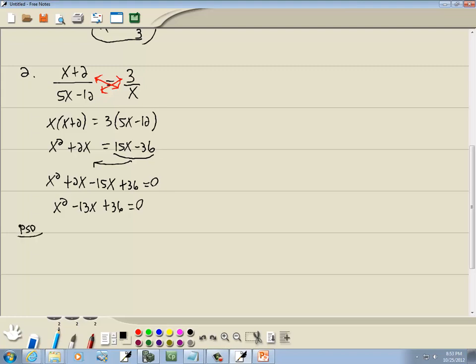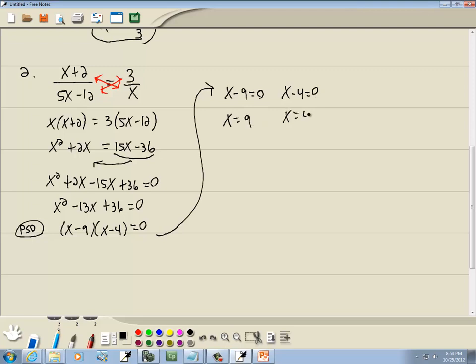And this factors using the PSD method. It factors as x minus 9 times x minus 4 equals 0. Zero factor property: you get 0 on one side, you factor the other side, and set each factor equal to 0. So I'll set x minus 9 equal to 0 and x minus 4 equal to 0, and we get 9 and we get 4.